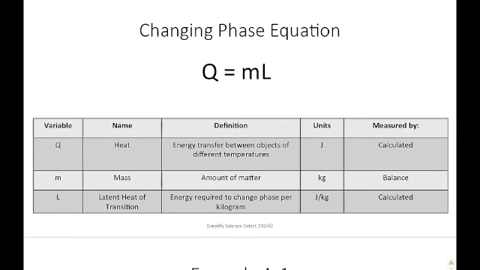Next, you have the equation for changing phase. We had Q equals c m delta T whenever we were talking about a change in temperature. We use the formula Q equals m L when we're talking about a change of phase. Where Q is still heat, m is still mass, but what's new here is this L term. And this L term represents what we call the latent heat of transition. And that's going to be different for every substance and every phase change. So it's the energy that's required to change a particular phase from something to something else.